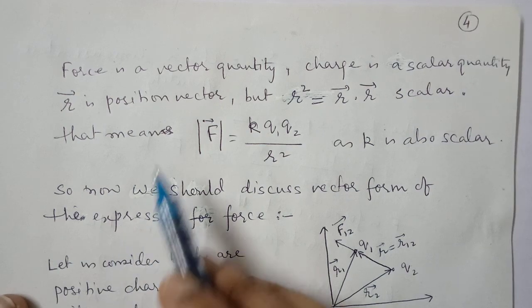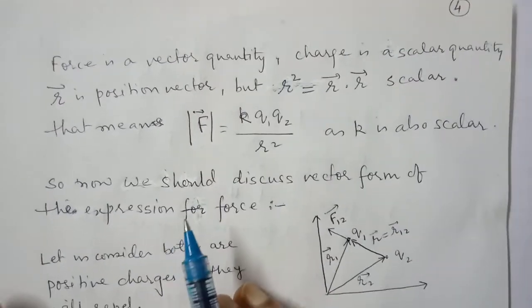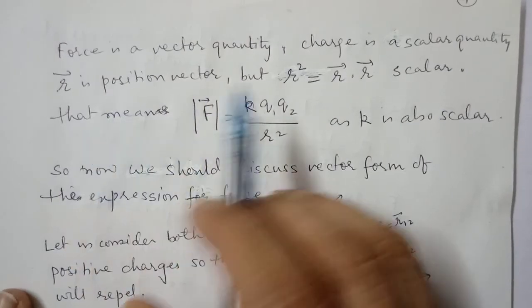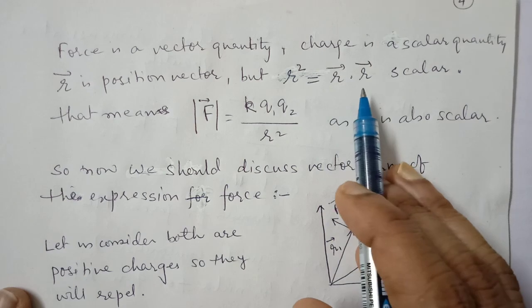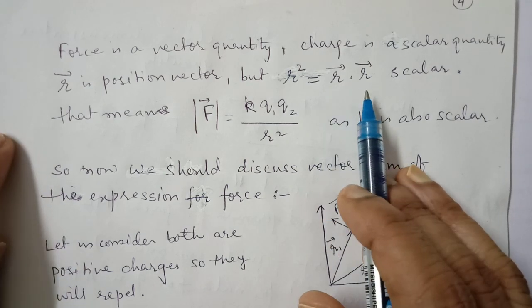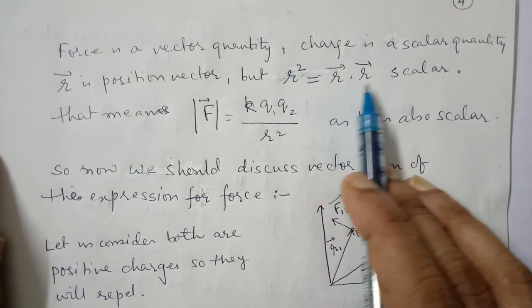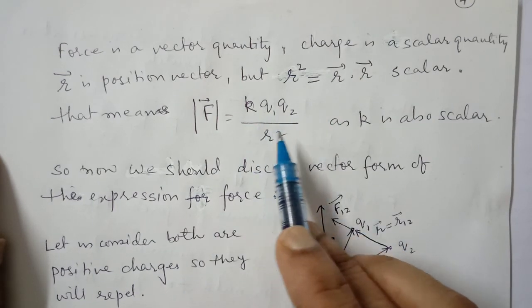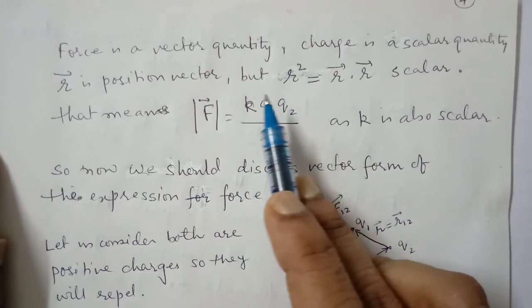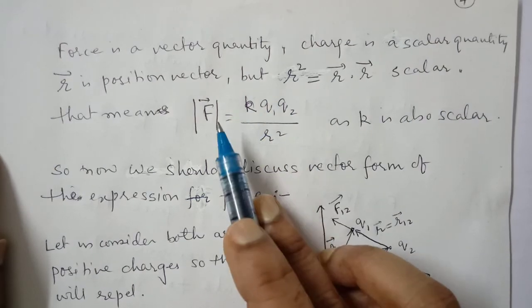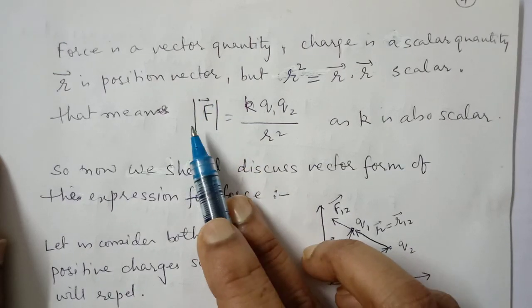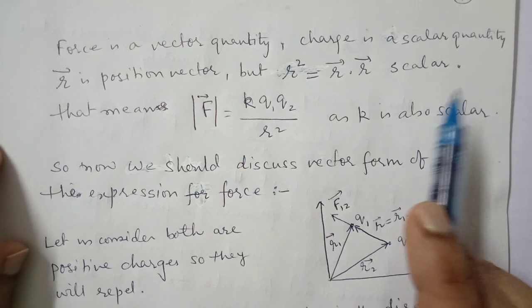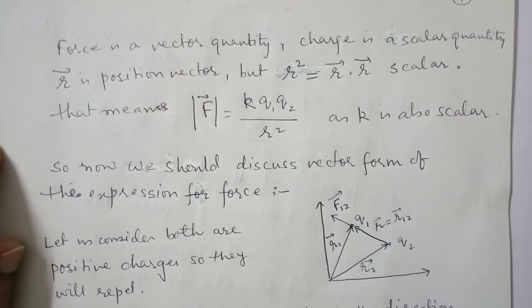Force is a vector quantity. Charge is a scalar quantity. R is the position vector, but as soon as I say R square, it is R dot R, because R cross R is always 0. So R dot R becomes a scalar quantity. In this expression, the right hand side is totally a scalar quantity. That means it indicates that this force is actually the magnitude of the force. K is also a scalar quantity.